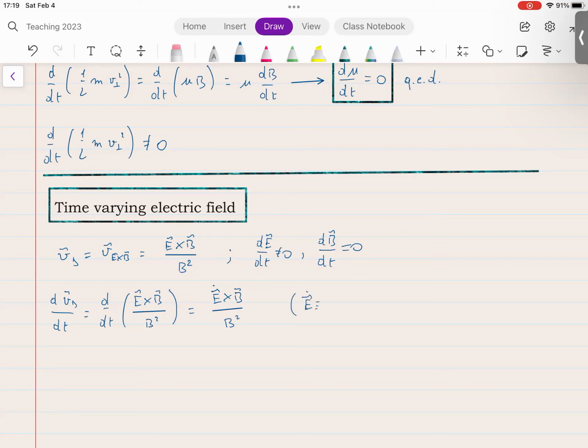Where again, E dot is the usual notation for the time derivative of the electric field. Okay, now I've kind of assumed that there would be a time derivative of the drift velocity and figured out what the expression was. Or if you prefer, I thought: if the electric field changes in time, what is the derivative of the expression I have on the right hand side of the expression for the E cross B velocity?